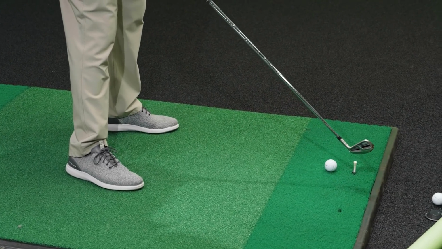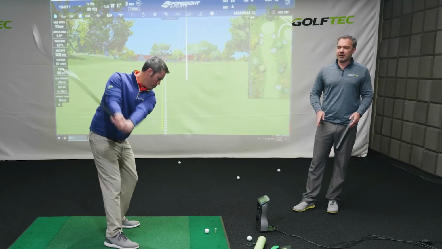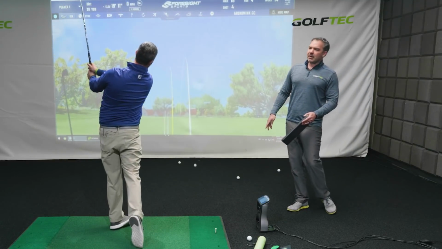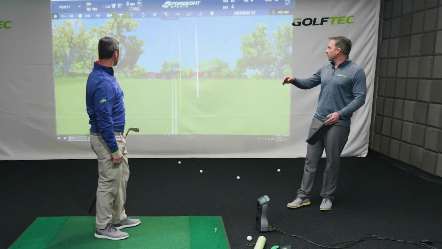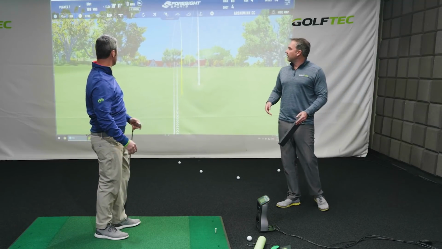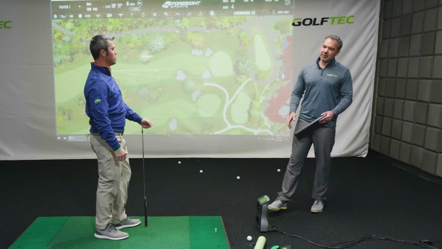All right, so let's put those all together. So Patrick's going to have some element of hip sway or shift towards the target. Shoulders are tilted to the right, and then his hips are turned enough where he hits a push. That one curved a little too much, but he's hitting a 7-iron, 188 yards, which is about 10 yards over the green.